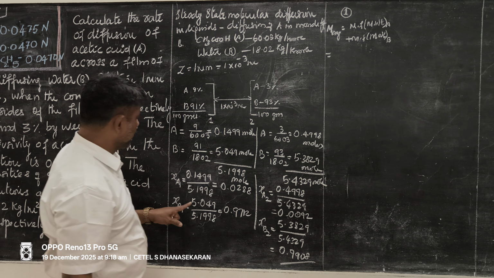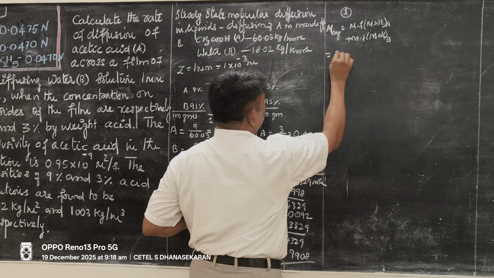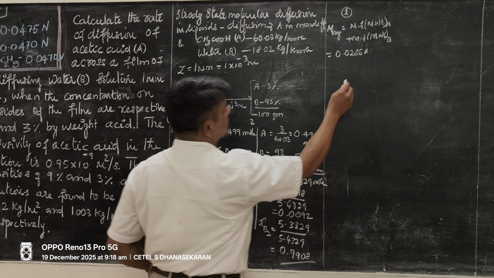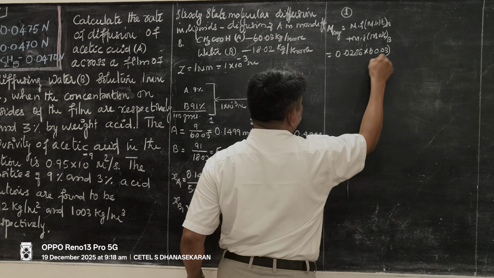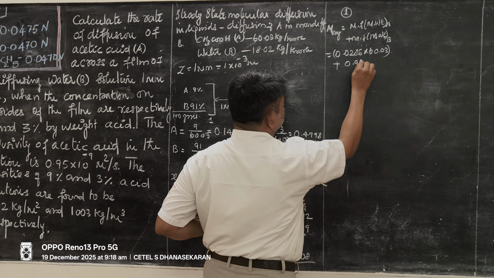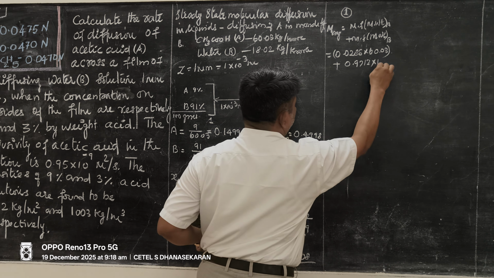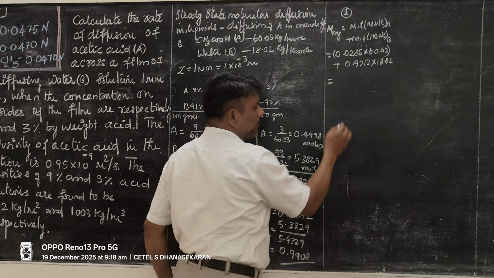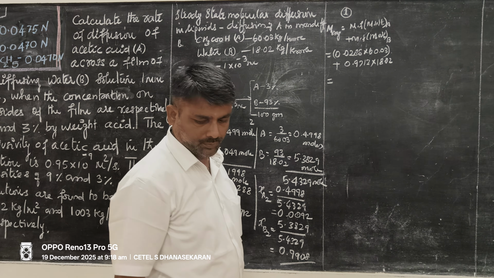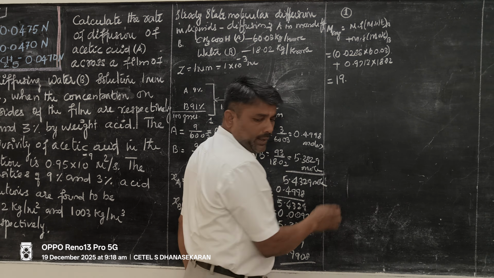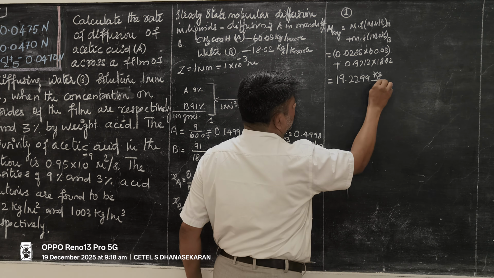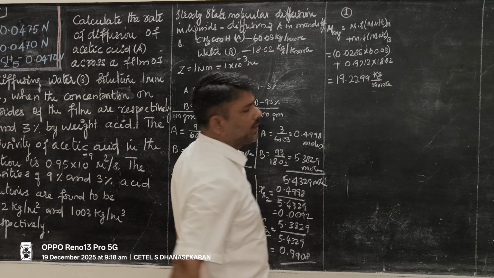So mole fraction of component A in region 1, 0.0288, into its molecular weight 60.03, plus mole fraction of B in region 1, 0.9712, into its molecular weight 18.02. The average molecular weight of components A and B in region 1 is equal to 19.2299. The unit is kg per kg mole or gram per gram mole.